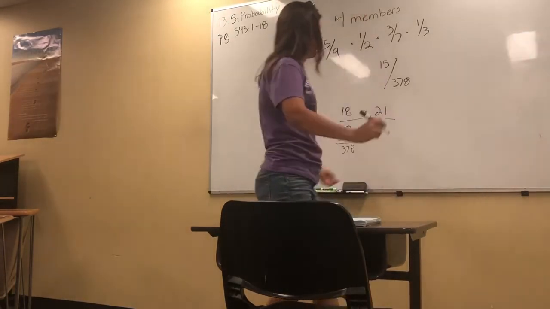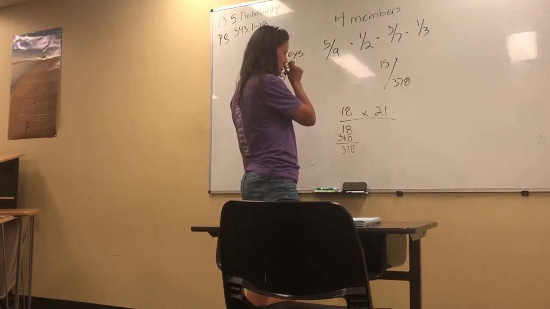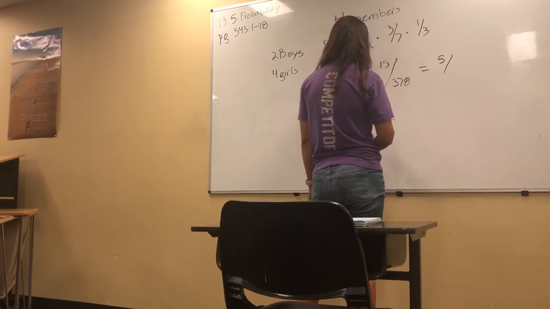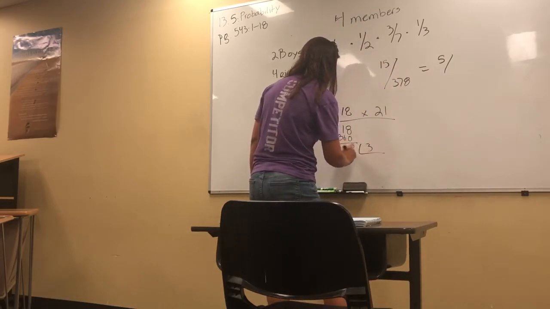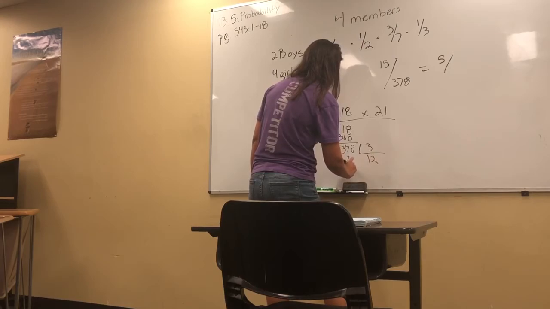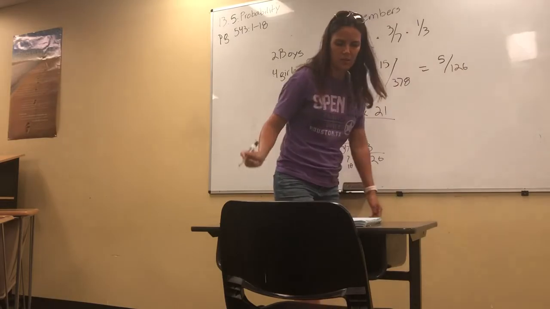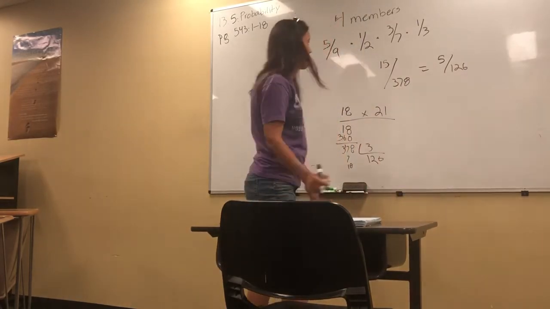I have to simplify it. What can we divide this by? 3, I think is going to be 5. Again, this is not how y'all do division, but it's okay. 5 over 126 is the math I'm getting, which is also what they got, okay?